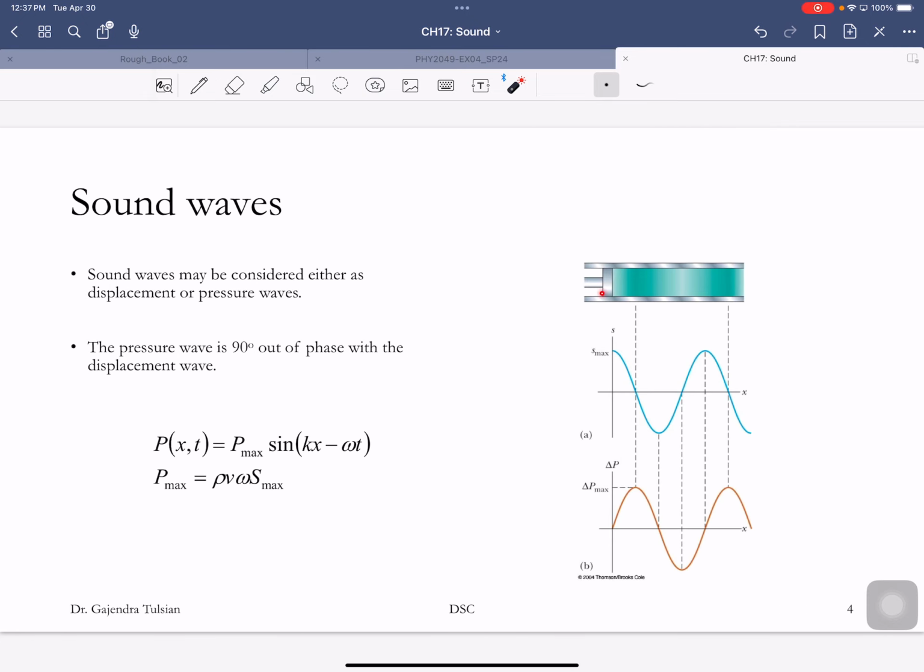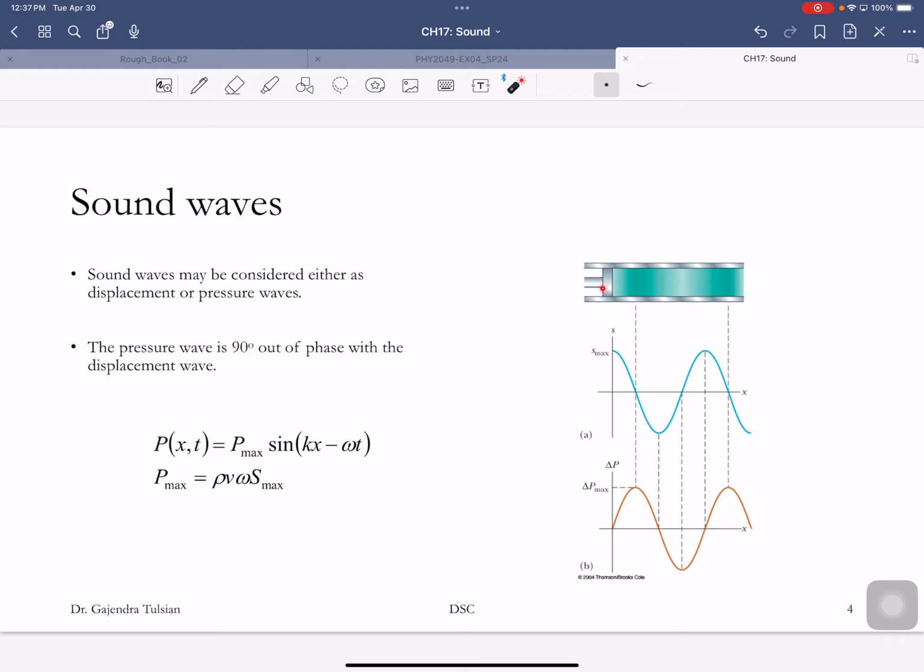To generate a sound wave, you have to have a source that is pumping energy into the medium. So here's a piston that oscillates. That's the source producing the sound, and it's pumping energy into the fluid. In a fluid, the sound wave is a longitudinal wave. This could be air, this could be water.